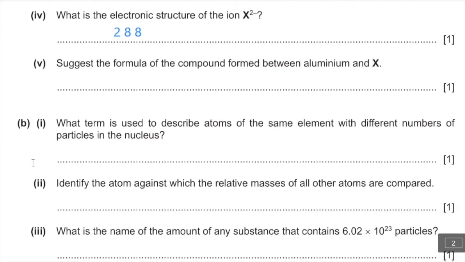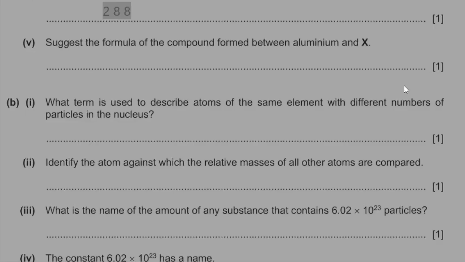5. Suggest the formula of the compound formed between aluminium and X. Alright. To write the formula of any compound, we first start with writing the symbols of the elements. So I'll state X over here since I don't know what element this is. So aluminium has the valency of 3 and X over here has the valency of 2. And now we cross them, which gives the formula as Al2X3, and that's it.